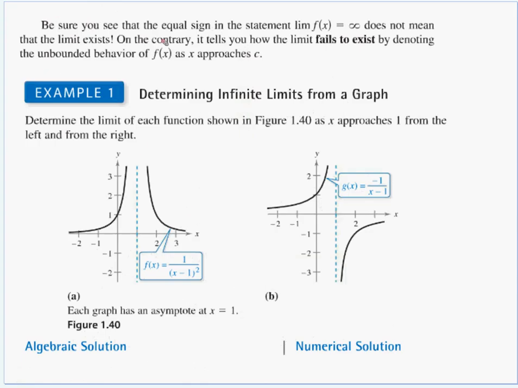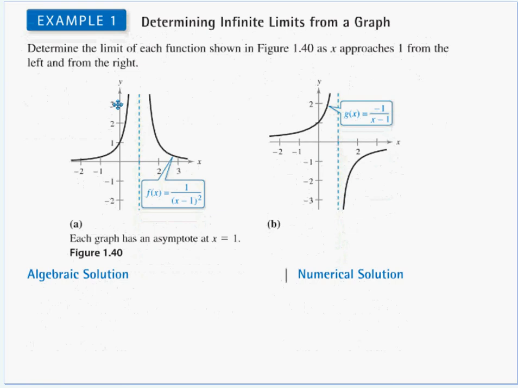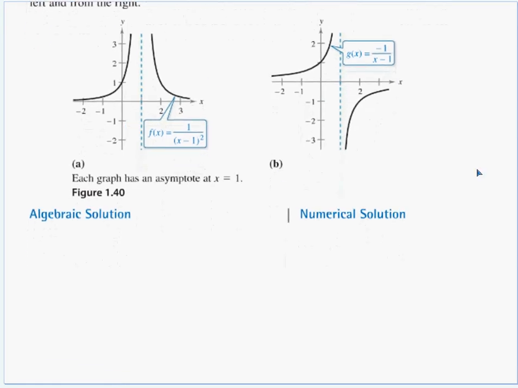Be sure you see that the equal sign in a statement like this, the limit of f of x equals infinity, does not mean the limit exists. On the contrary, it tells us the limit fails to exist by denoting the unbounded behavior of the function. Now here in example 1, they just ask it for purely from the graph. Determine the limit of each function as x approaches 1 from the left and the right. So let me move this up here a little bit.